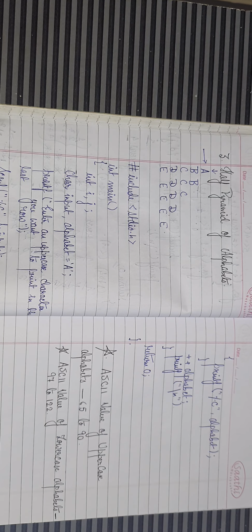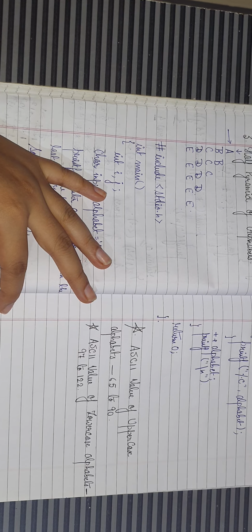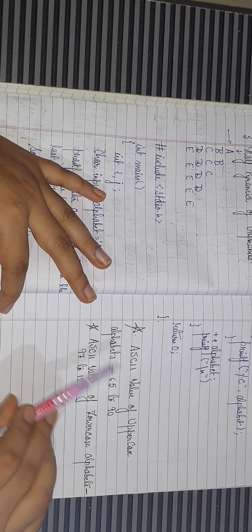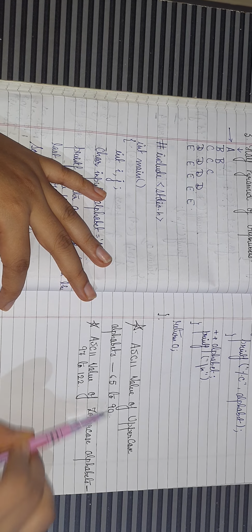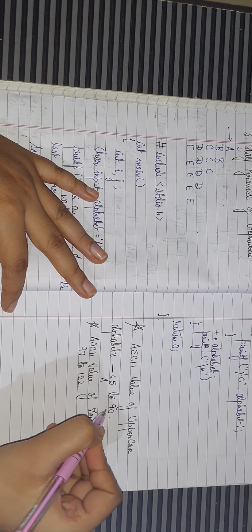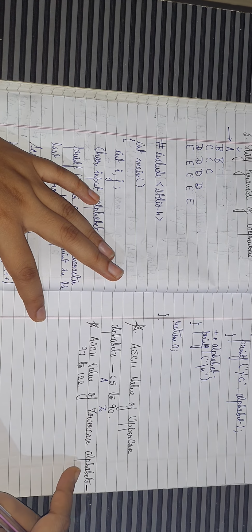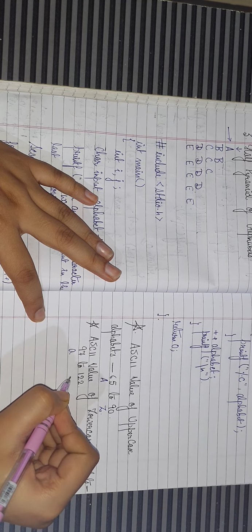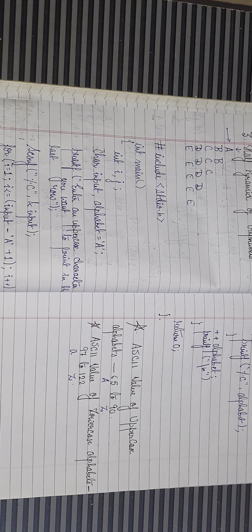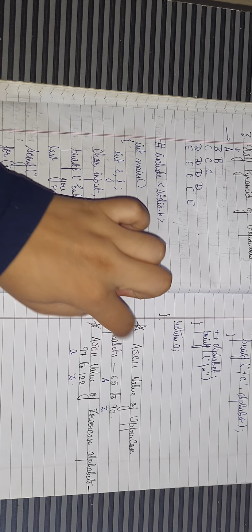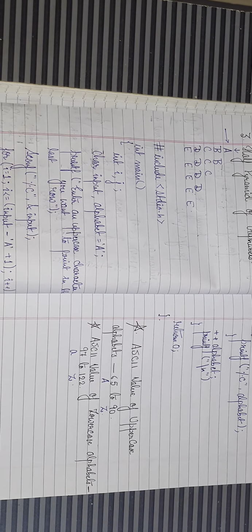So before starting this program, just note these 2 points. The ASCII value of uppercase alphabet starts from 65 and ends on 90, that is, capital A is 65 and capital Z is 90. And the ASCII value of lowercase alphabet is 97 to 122. This point should be noted, because based on this ASCII value only we will do this program, right.